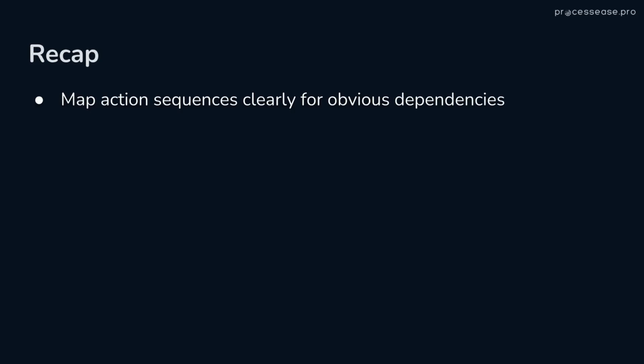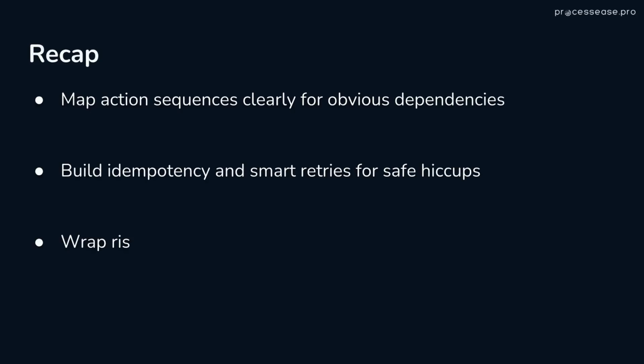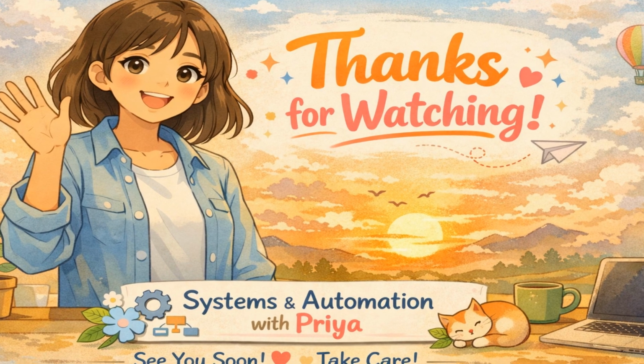Let's quickly recap. First, map your action sequence clearly so dependencies between steps are obvious. Second, build in idempotency and smart retries to handle small hiccups safely. And finally, wrap your risky steps with a catch and recovery path so failures are logged and the workflow can recover gracefully.